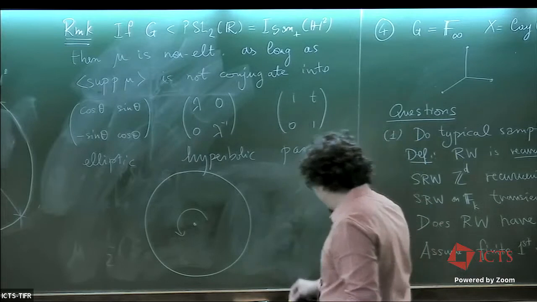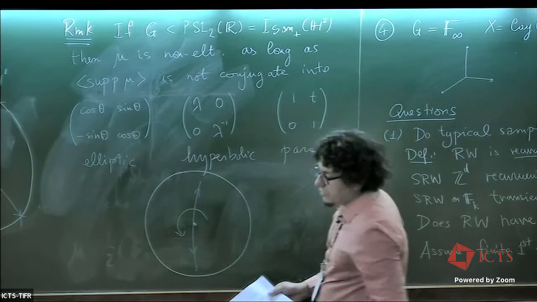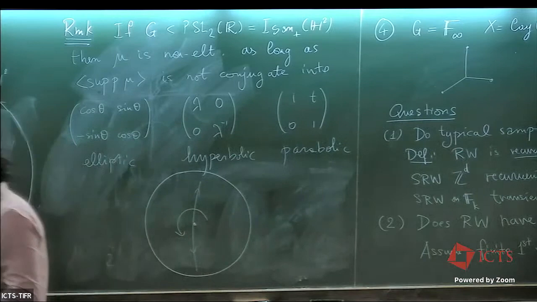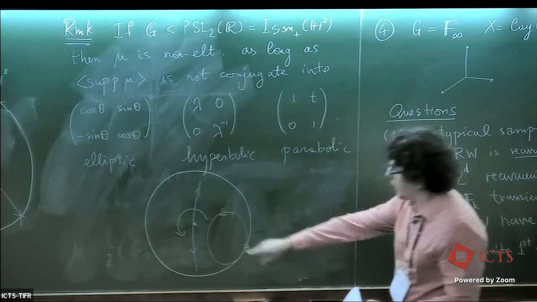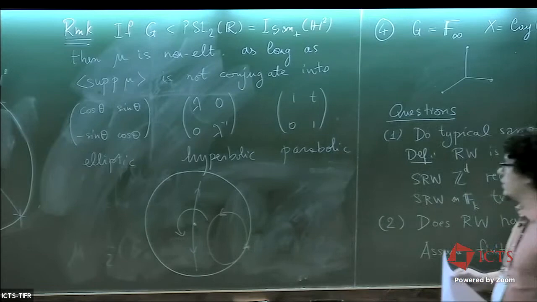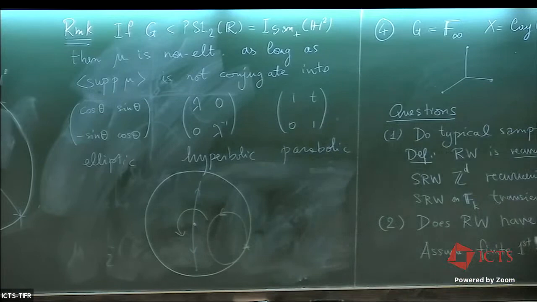In the second case, you're going on a geodesic up and down. So it's basically a random walk on R. Then it depends whether it's balanced or not, and you could have convergence to the boundary or not, but it's a different question. And in the parabolic case, you're fixing one point on the boundary, and so you're going around a whole cycle. And so again, this is the same as just a random walk in R. So definitely this support is too small to see the whole geometry of the hyperbolic plane. And so that theorem is a generalization of this kind of thing.